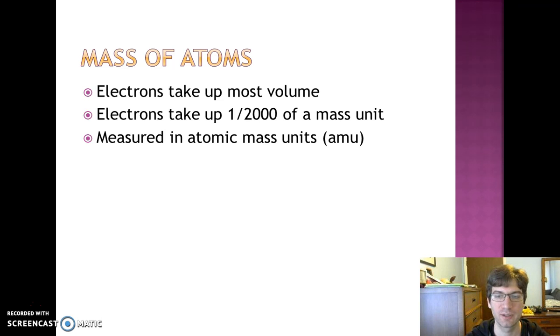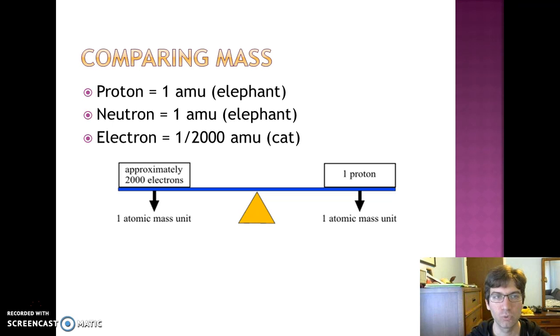However, because they are smaller particles, they do have less mass, so their mass is about 1/2000th of a mass unit. And we are going to measure things in atomic mass units because the scale is just extremely small, and we can't use grams or kilograms. So they are AMUs, or atomic mass units. When compared to your proton and neutron, your electron, again, is extremely small.